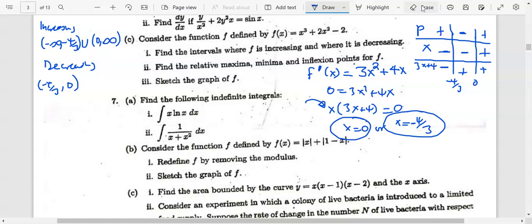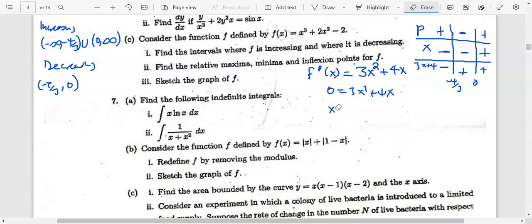And you can't include, that's why I'm using open interval brackets, because those 2 points are turning points. So that is it. The next question.